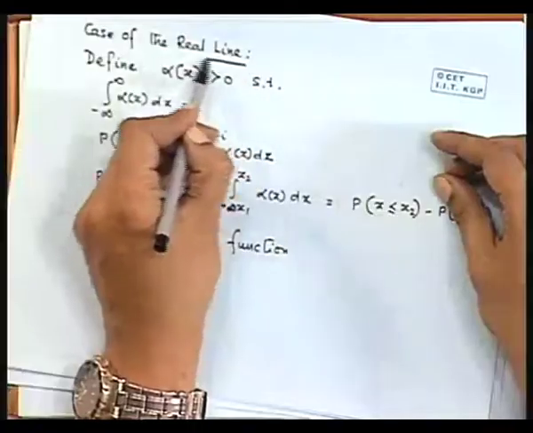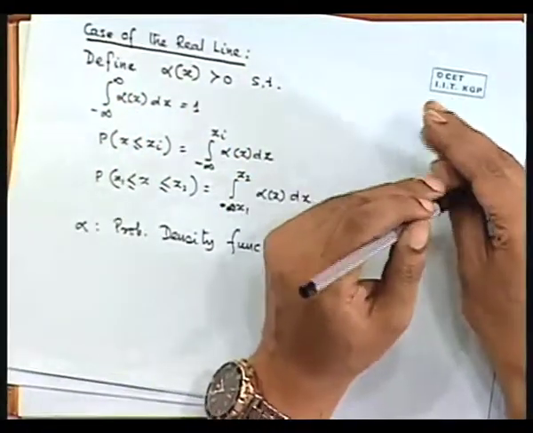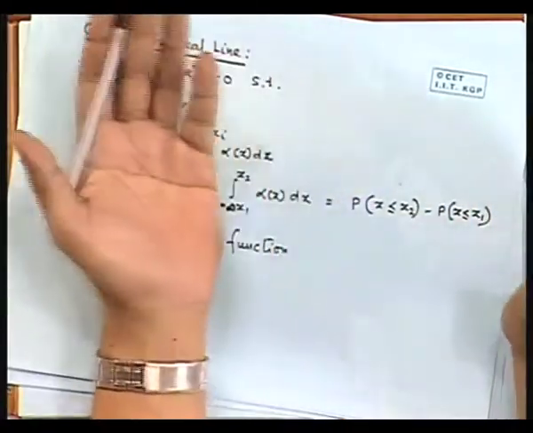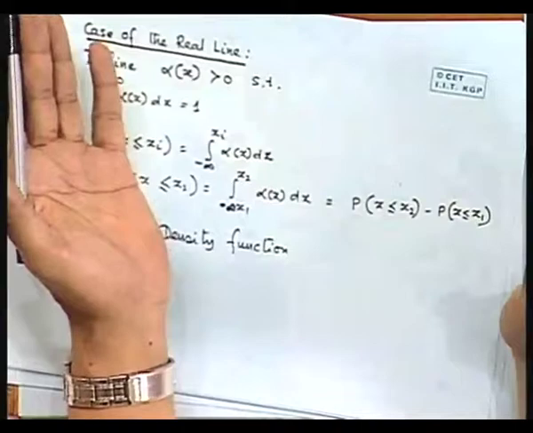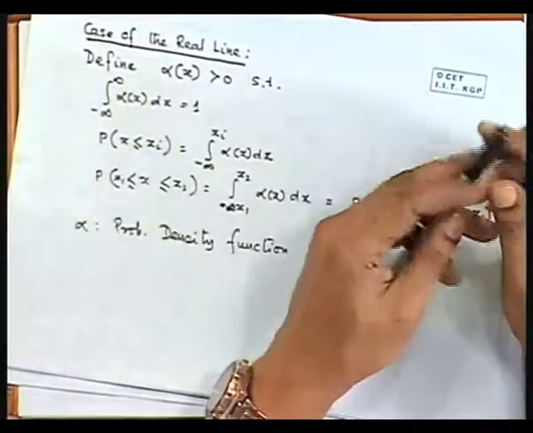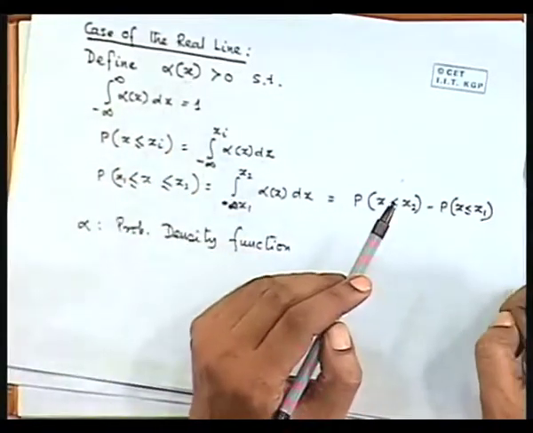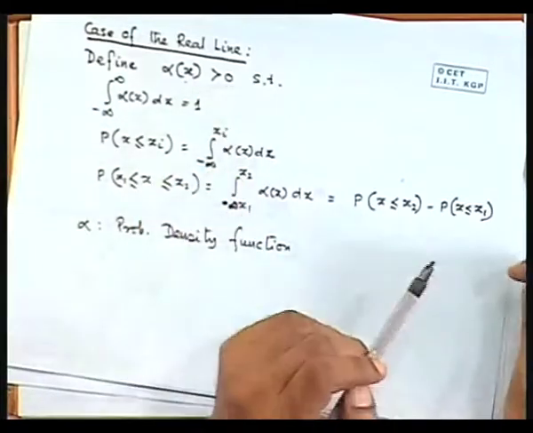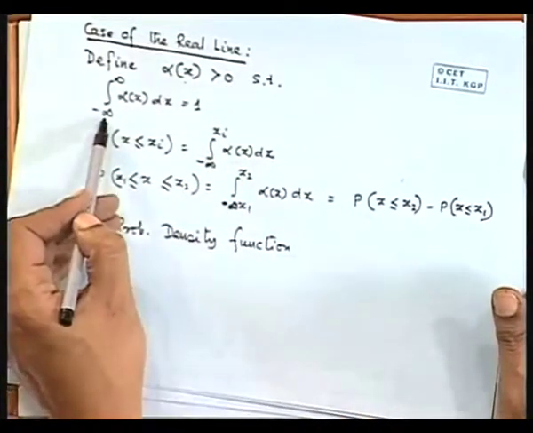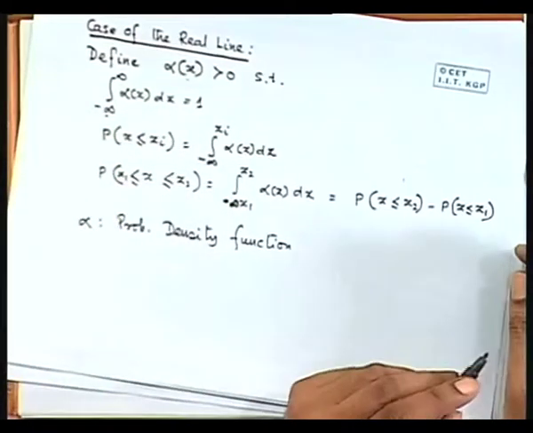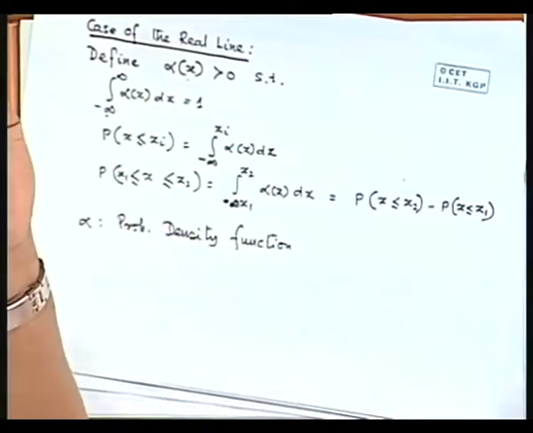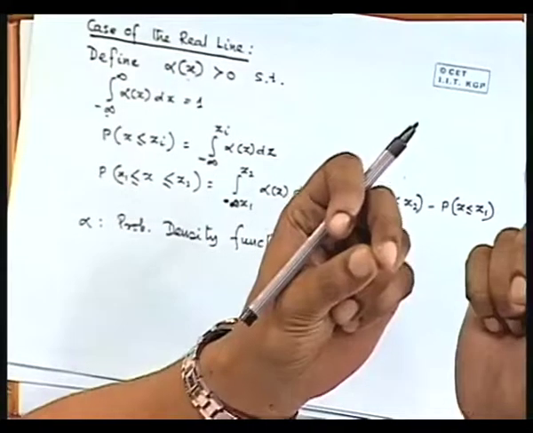Now intervals are always sets of points, right? So how do we define probability when my probability space is the real line? Let us say you can easily extend it to multidimensional space. The real line is a one-dimensional space. So how do you do that? You first define a function called alpha(x) for any value of x such that it is greater than 0, and the integral from minus infinity to infinity of alpha(x) dx is 1. That is, if you integrate the function alpha over the real line from minus infinity to plus infinity, it will be 1.